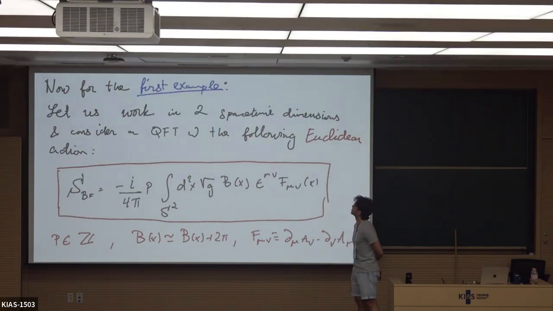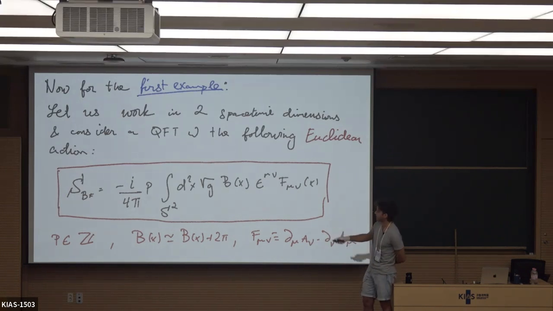Let's get to the first example. I'm going to work in two space-time dimensions. I'm going to consider a QFT with the following Euclidean action. It's very simple. There are just two fields. There's a field B, which is a scalar, and it's coupled to F mu nu. F mu nu is built out of a U(1) gauge field the normal way. And this scalar field, I'm also going to take it to be compact.